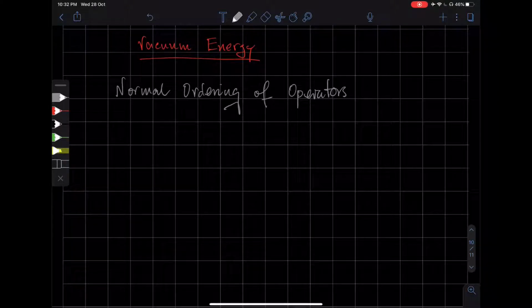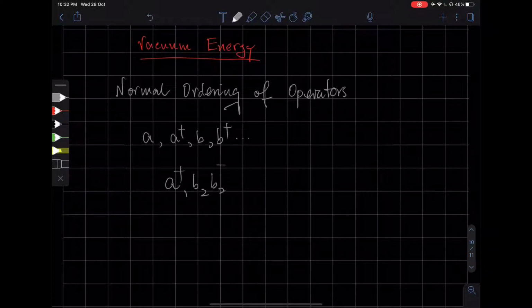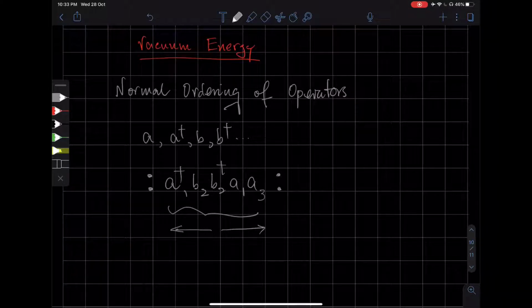It means that suppose you have a collection of operators, say A dagger, B, B dagger, etc. And now if you have a product of these operators, say A1 dagger, B2, B2 dagger, A1, A3, then the normal ordered product is denoted by these colon signs around the product. What normal ordering means is to reorder this bunch of operators such that all the annihilation operators are pushed to the right and all the creation operators are pushed to the left. So this normal ordered product would be A1 dagger, B2 dagger, and then B2, A1, A3.